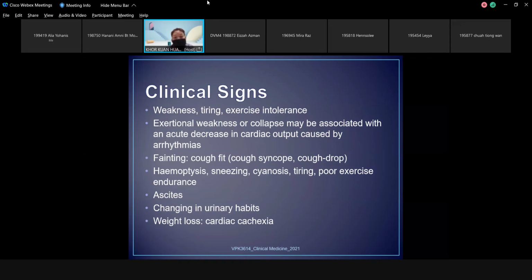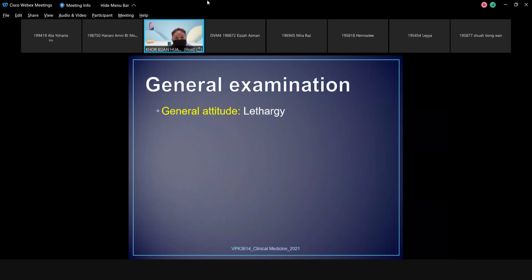And most important, with neoplasia you have cachexia. With kidney disease, you can have cachexia. With cardiac disease, you can also have cachexia. In other words, weight loss. So you're going to have a patient which looks thin, with a body condition score which is not good.